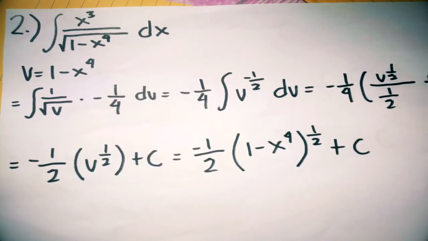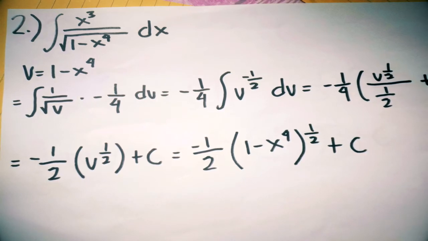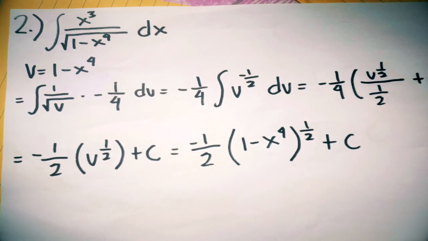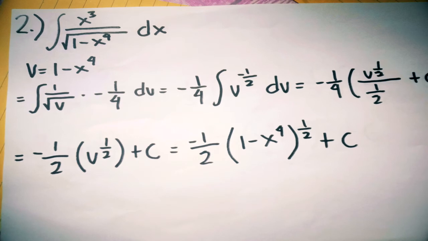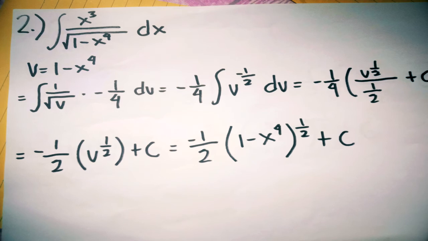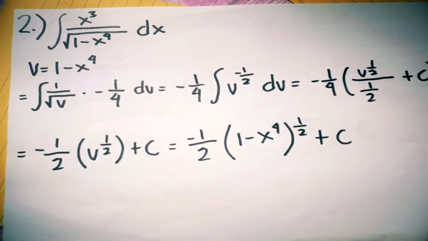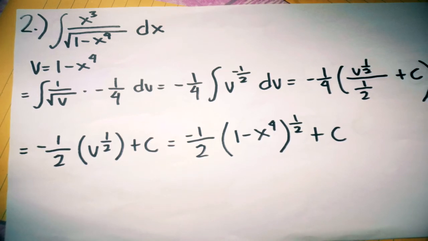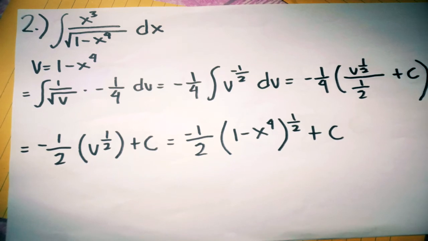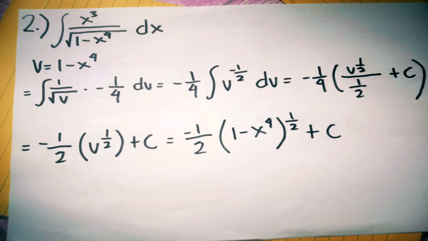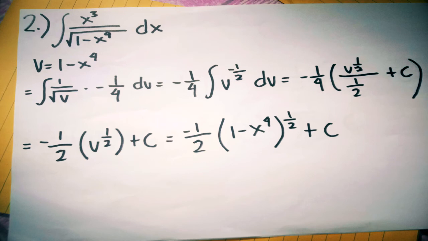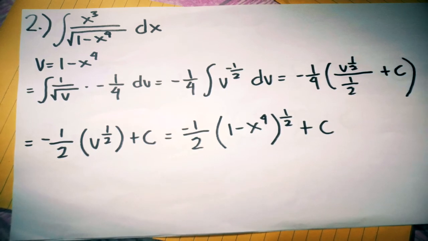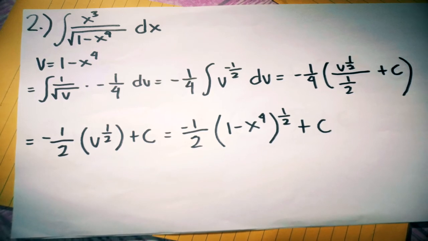The integral of x raised to the power of 3 over the square root of 1 minus x raised to the power of 4 dx, u equals 1 minus x raised to the power of 4, equals the integral of 1 over the square root of u multiplied by negative 1/4 du, equals negative 1/4 the integral of u raised to the power of negative 1/2 du, equals negative 1/4 times the quantity u raised to the power of 1/2 over 1/2 plus c, equals negative 1/2 u raised to the power of 1/2 plus c, which is the final answer, negative 1/2 times the quantity 1 minus x raised to the power of 4, raised to the power of 1/2 plus c.